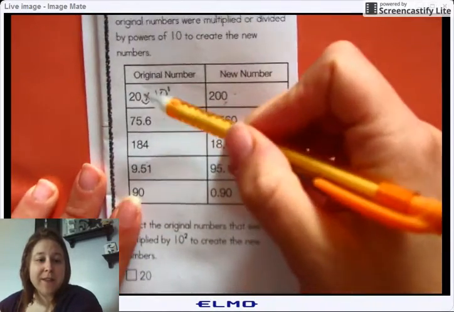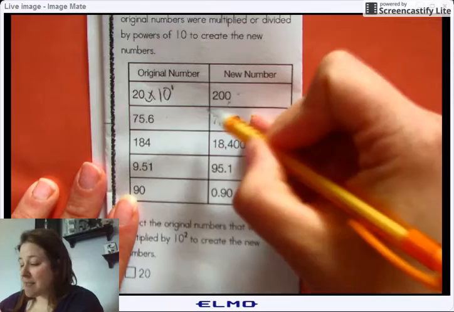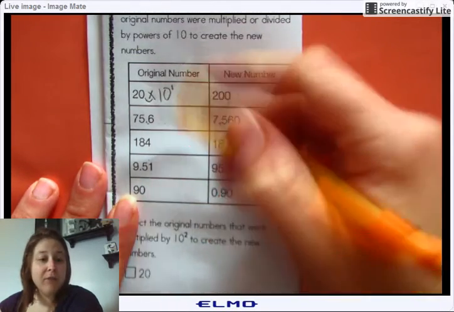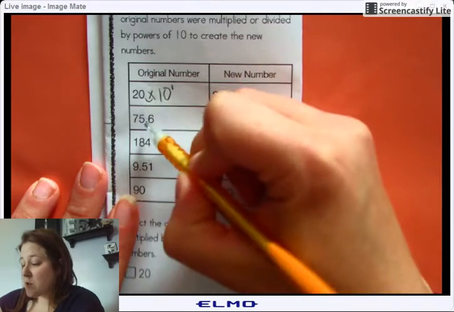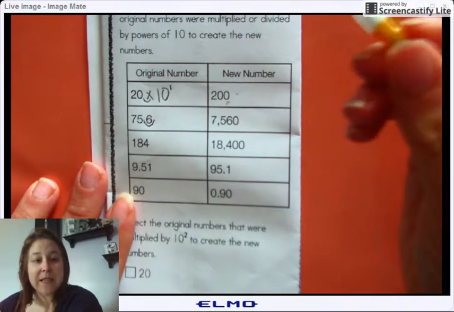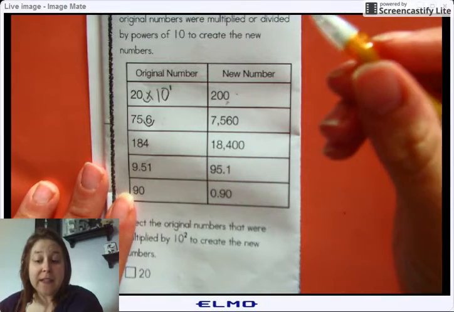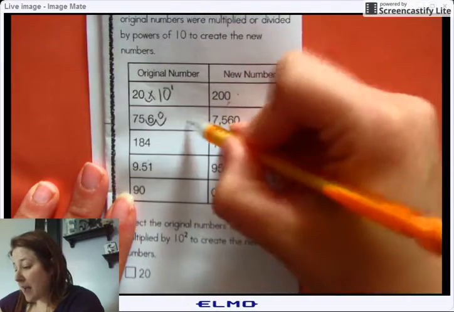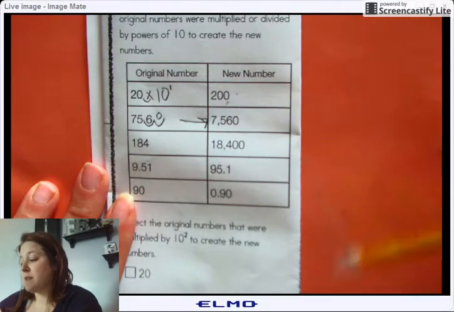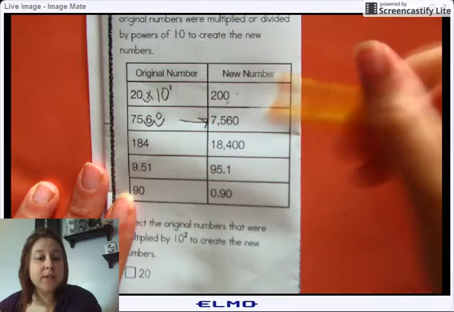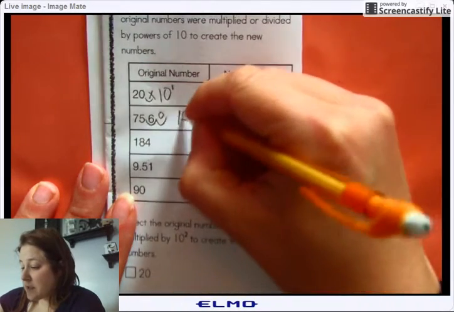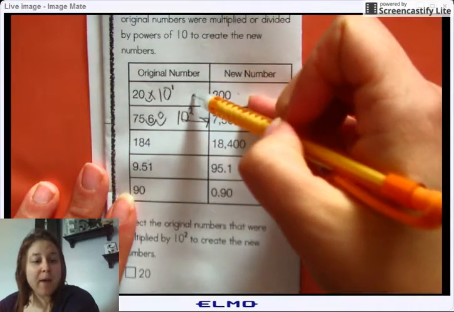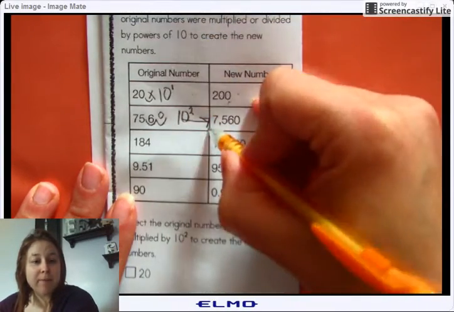This number here, 75.6, I need to get to 7,600. So my decimal needs to be over here enough that I can get to 7,000. So if I move it over 1 spot, I only get 756. If I move it over 2 spots, I get 7,560. So this one is 10 to the 2nd power. First one was 10 to the 1st power. The second one was 10 to the 2nd power.